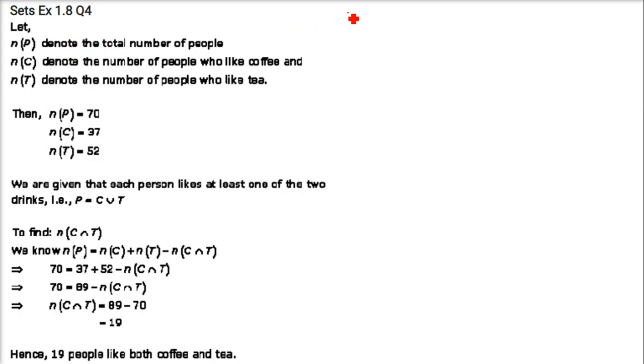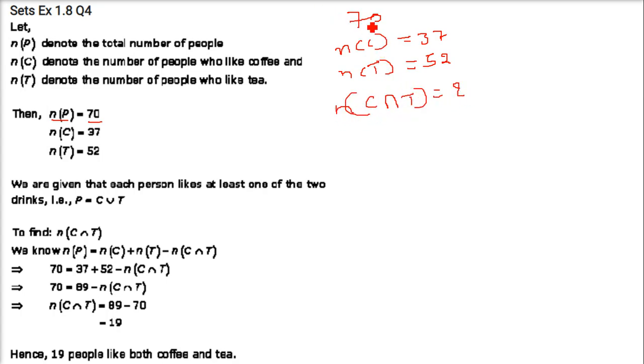Next one is: in a group of 70 people, that is the total number of people is 70, 37 like coffee. So n(C), the number of people who like coffee, is 37. Then 52 like tea. So n(T) is 52. Then each person likes at least one of the two drinks. How many like both coffee and tea? So coffee intersection tea we have to find out.